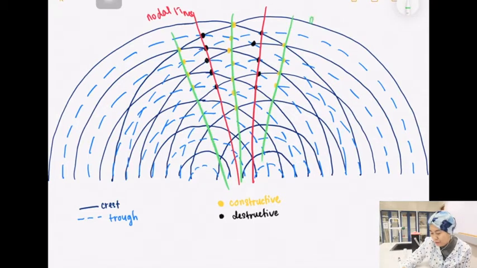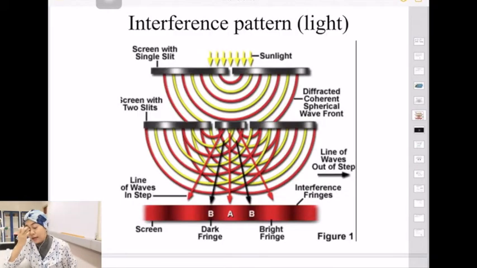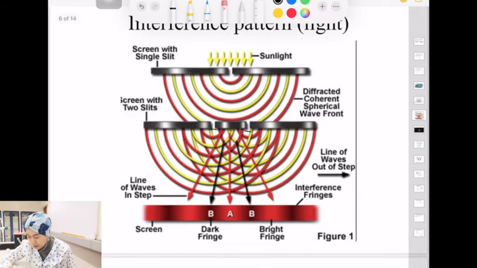Okay, and the lines made up of constructive interference, we call the anti-nodal lines. Okay, so now let's take a look at the interference of light. You make a single slit first because you want to produce a coherent source. When it is coherent, meaning light of the same wavelength comes out here, then you make the slit become two slits. Then you produce two sources of waves coming out. So now you've got an interference pattern over here.